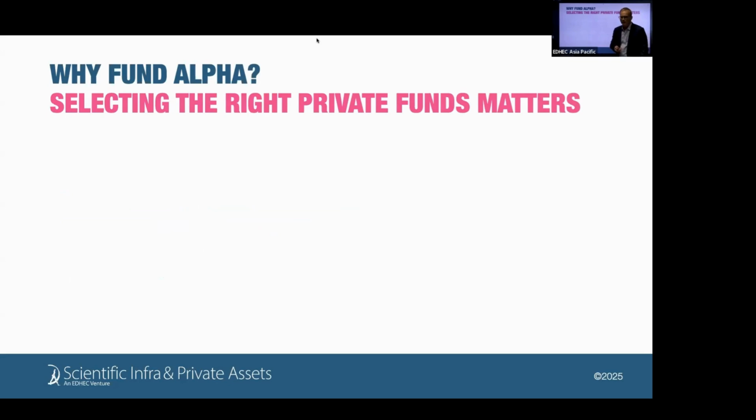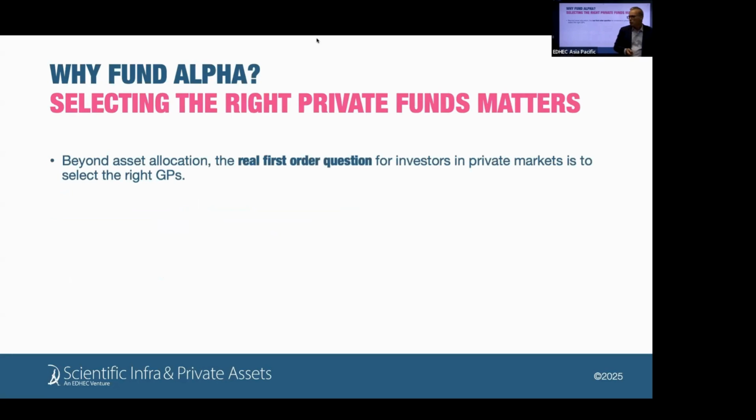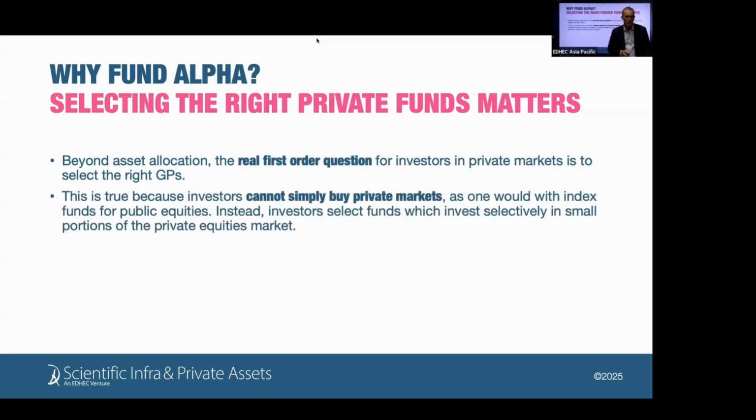Okay, so first, why is it interesting? Why does it matter? As you know from your first risk management class, probably, asset allocation is the first order question when it comes to risk management and portfolio management. You have to get the asset allocation right, and this will determine 80 to 90% of the results. And of course, that's the case if fundamentally you can buy asset classes and you can combine them in a portfolio. But with private markets, it's not exactly the case. You cannot actually buy the private market as such, the way you would with an index fund, for example, in the public equities market.